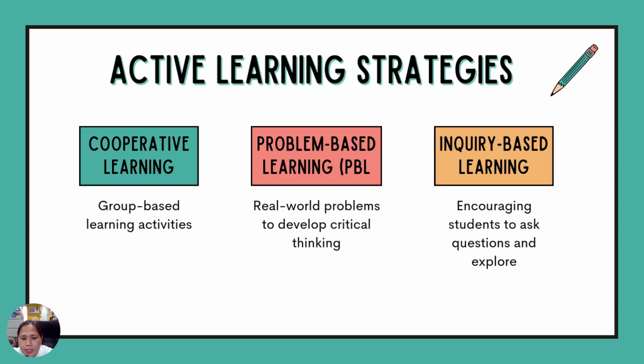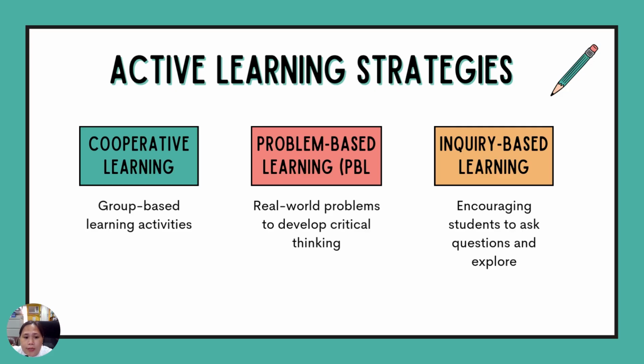Active learning strategies engage students more deeply. So, cooperative learning involves teamwork in which students will be engaged in group projects, for example, in ecosystem preservation. Problem-based learning, or PBL, allows students to solve real world issues like designing an energy efficient home. Inquiry-based learning encourages students to enhance their curiosity. It is where students might research how climate change affects their local environment and present their findings.